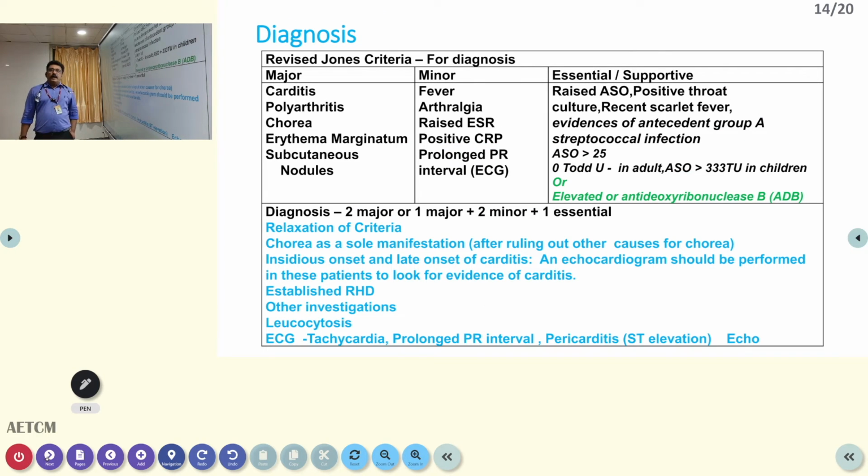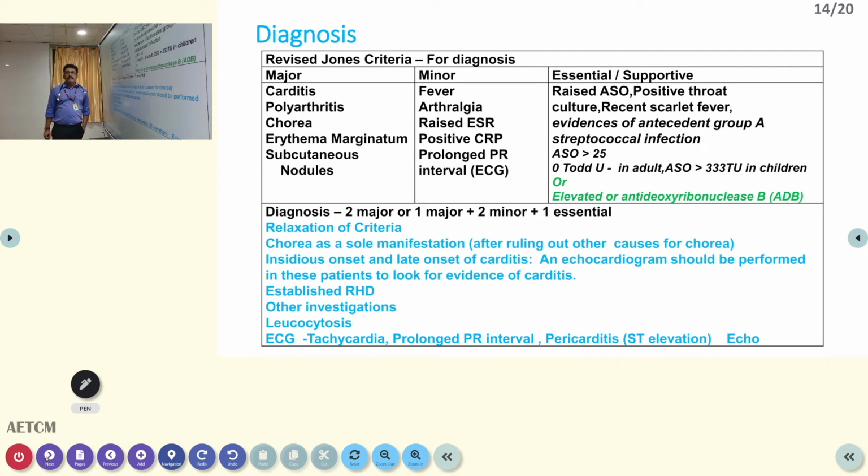Now we have a diagnostic criteria for rheumatic fever, that is Jones criteria or revised Jones criteria. There are major, minor, and essential criteria. Carditis, we have seen pancarditis, polyarthritis. They are migratory, large joint involvement, non-deforming arthritis. Chorea, we have seen what is chorea, erythema marginatum, and subcutaneous nodules. They are major criteria. Two major has to be there.